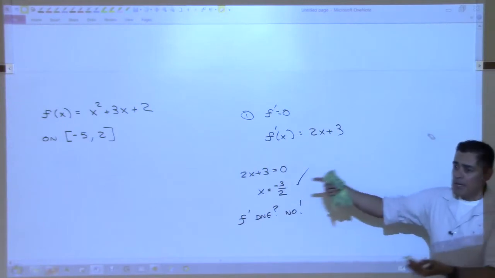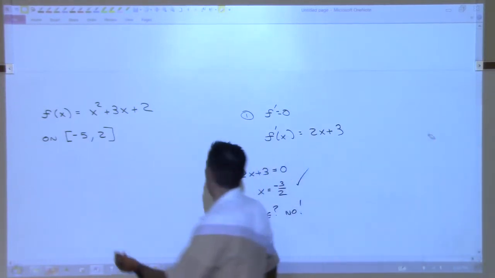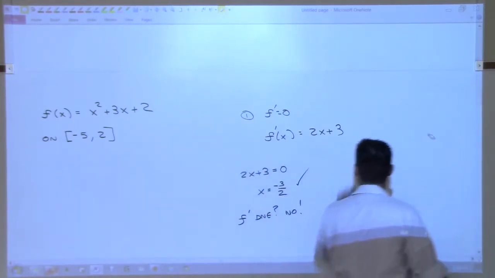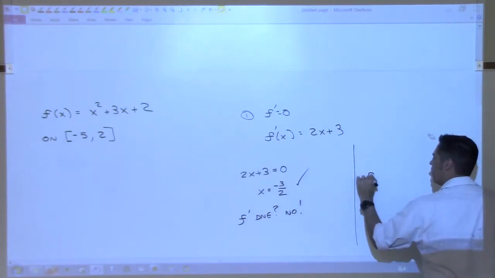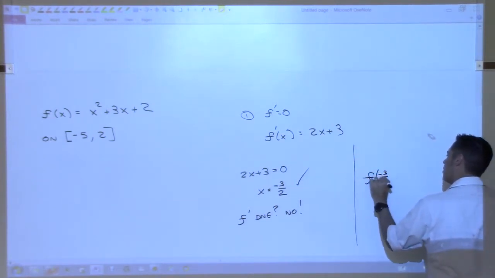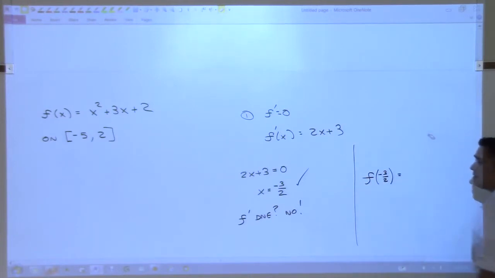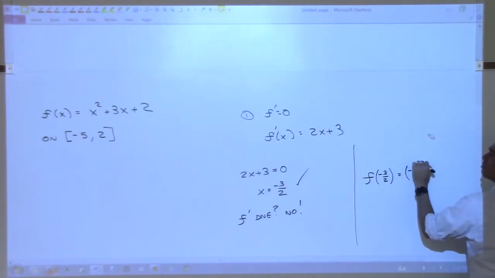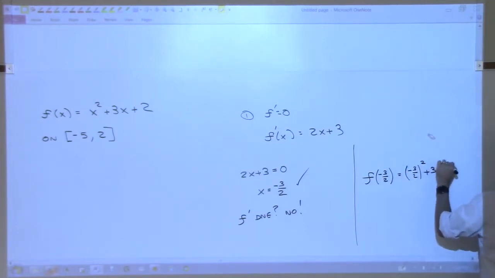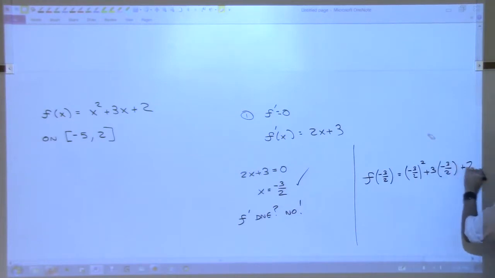So now when we go over here to step 1, we have to plug it in, sorry. Let's plug that in, still in step 1. Let's take our critical number and plug it into the function. That means you have to do negative 3 halves squared plus 3 times negative 3 halves plus 2, right? That's what you have to do.